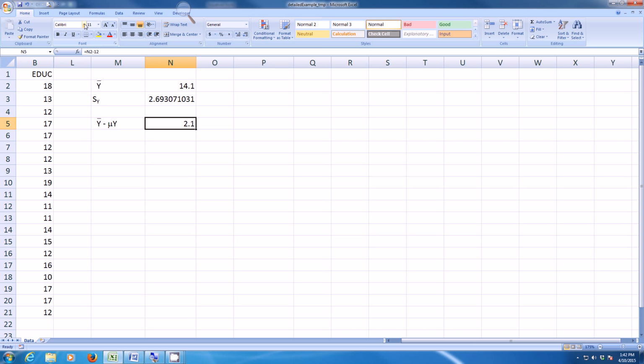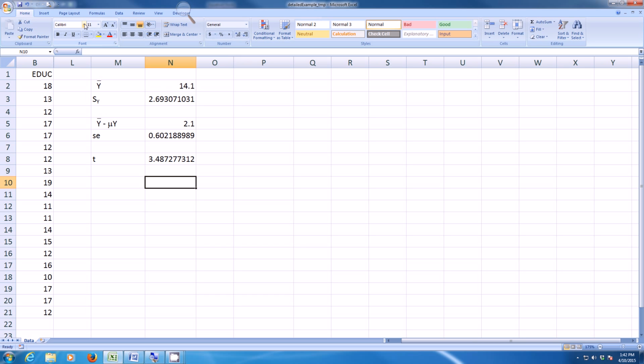In the denominator, we're going to have our standard error, which again is equal to our sample standard deviation divided by the square root of 20. That comes out to a value of about 0.60. And from that, we can calculate our t-value, or our t-obtained, which is going to be the ratio of the difference between the sample mean and the population mean divided by the standard error. And so we're going to get a t-obtained value of 3.47.